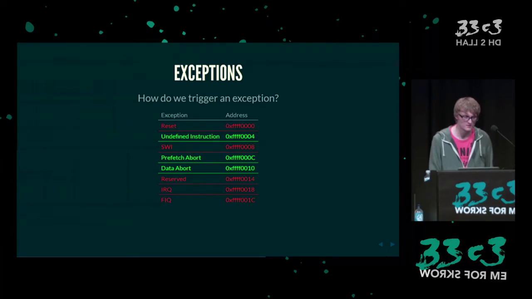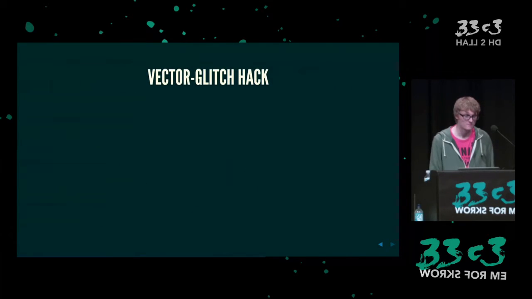So what is left is these three interesting exceptions. And if you look at those, they normally don't happen, right? Undefined instruction is really rare, and it shouldn't happen. So this reminds me that it's a really nice use case for doing fault injection again, because you can corrupt registers and get mutated instructions, so it's really likely that it will trigger an exception. So this is the vector glitch hack.